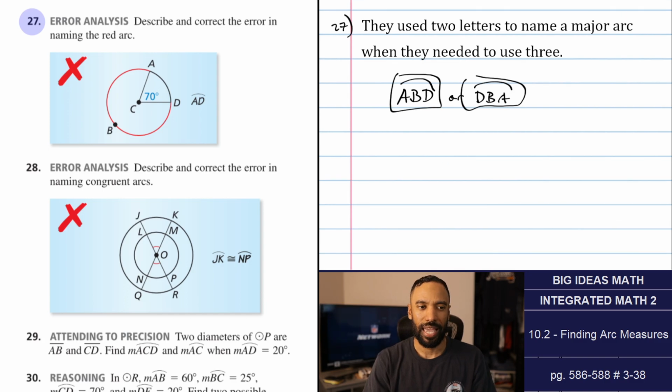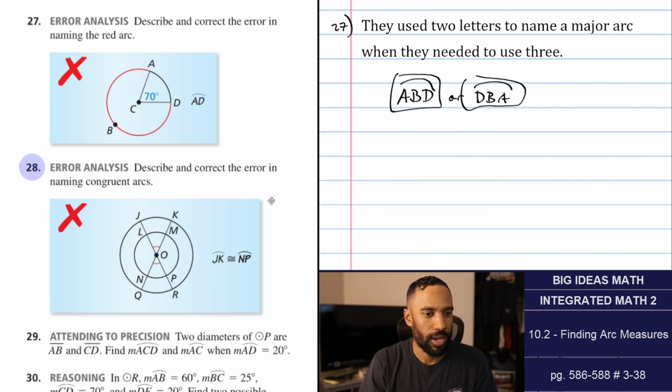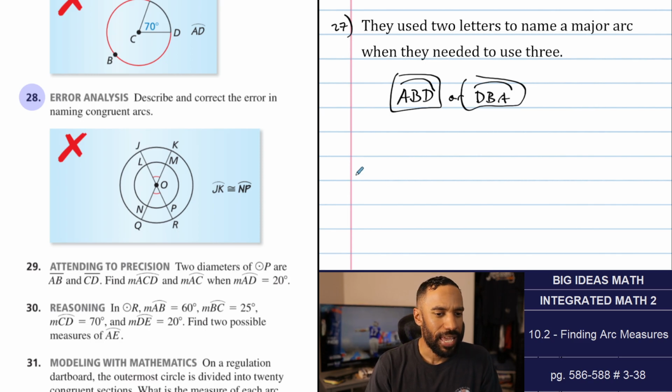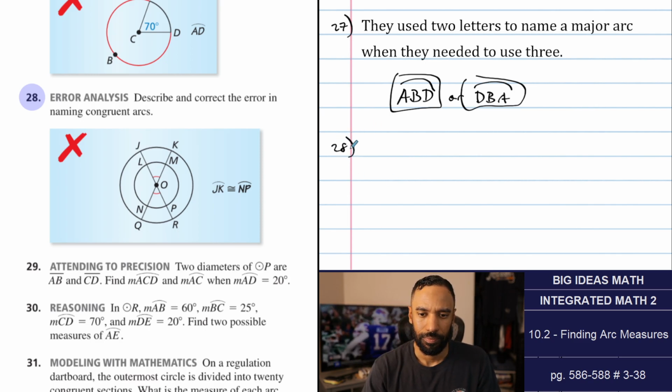All right, number 28. I like to try and guess what it is before. Describe and correct the error in naming congruent arcs. Oh, I have no idea what they're going to say. Oh, I see. Okay. So JK is congruent to NP. So they're on some right track as far as central angles will have equal.